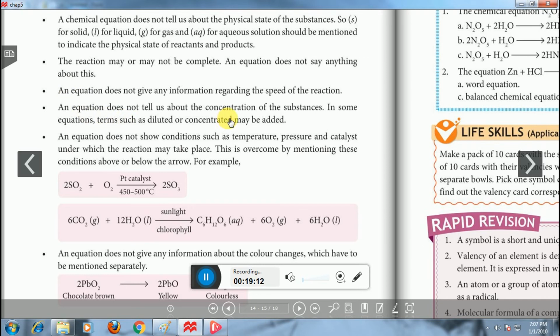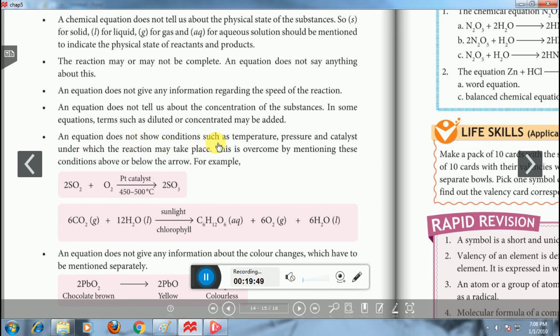An equation does not tell us about the concentrations of the substances. Concentration means, in the simplest language, the amount of substance in a fixed volume. In some equations, terms such as diluted or concentrated may be added. Diluted means more and more solvent has been added to make it faint, and concentrated means more and more amount is present.